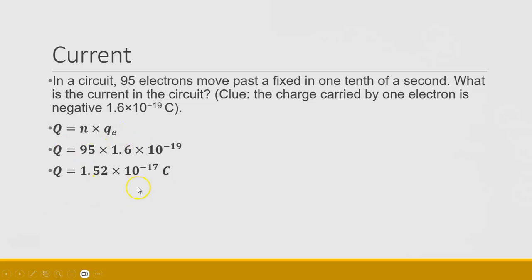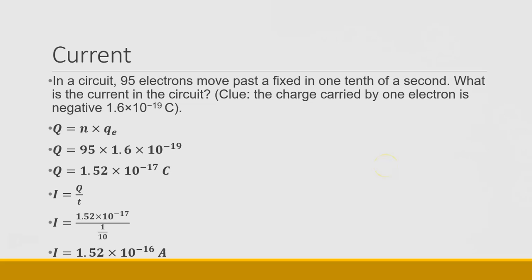Now that we have the charge, we may work out the current. So I equals Q over T. The current is 1.52 times 10 to the minus 17 coulombs, and the time was 1/10 of a second. And that gives us a current of 1.52 times 10 to the minus 16 amps.